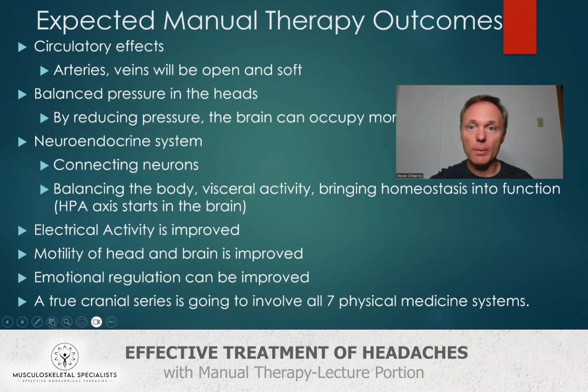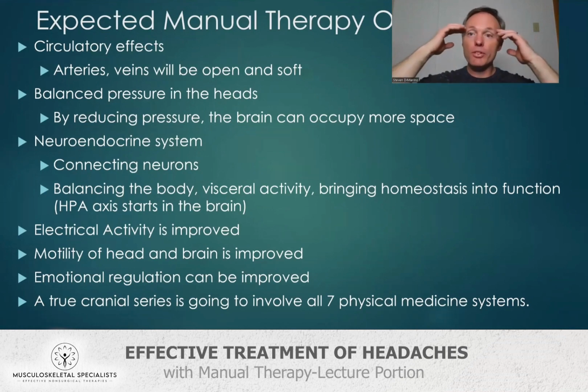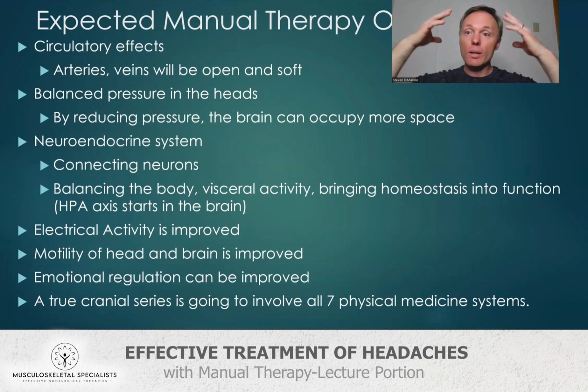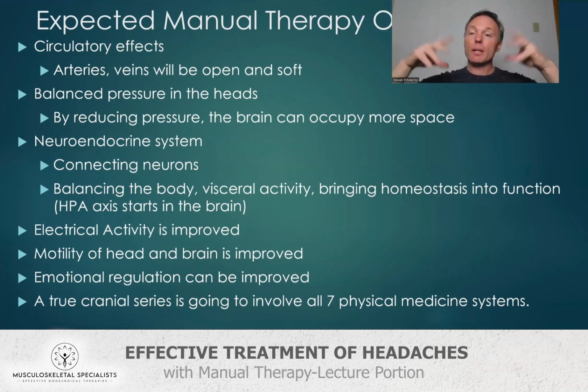Here's the expected outcomes. Better circulation. The veins and arteries are open and they're soft. That's good. Balance the pressure within their head. And so the blood getting out and the blood going in. There's no restriction anywhere, so the fluid is just moving. Okay, that's good. Neuroendocrine system is better. So if things are open and there's more blood, there's more oxygen, there's more glucose, your neurons can connect.